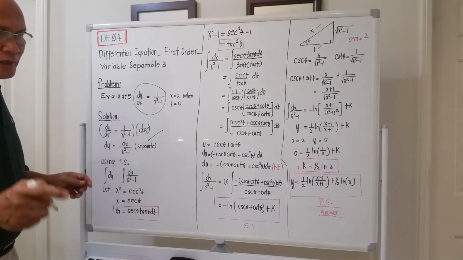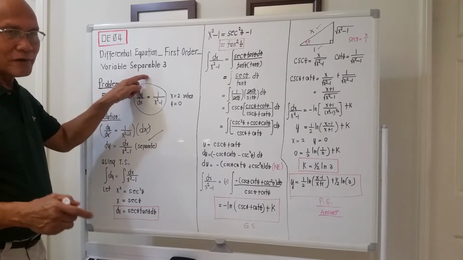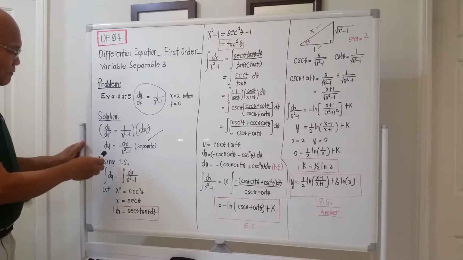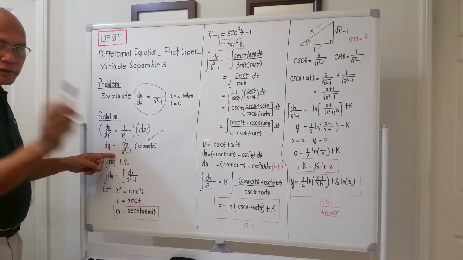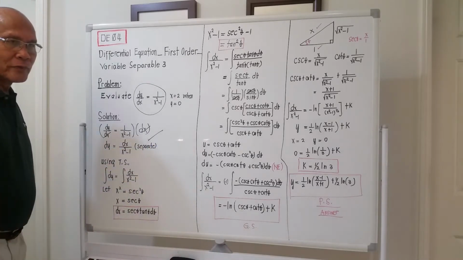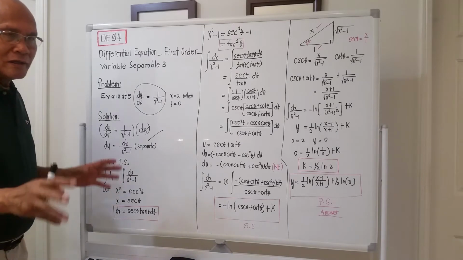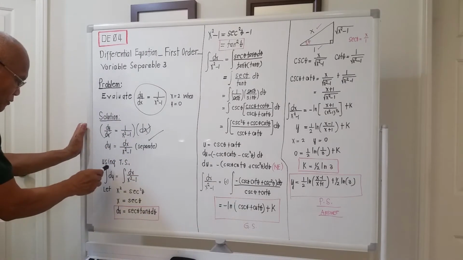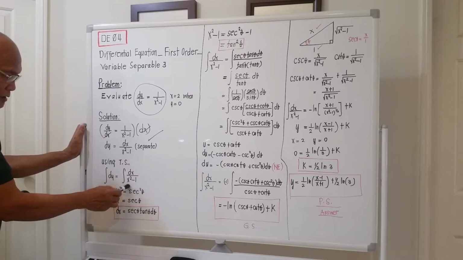We have done already the title of the topic, variable separable. We separate already the variables. The variable on the left hand side is just y, and on the right hand side it is simply x. So the next thing we do is the integration process. Taking the integral of both sides, the integral of dy equal to the integral of dx over x squared minus 1.